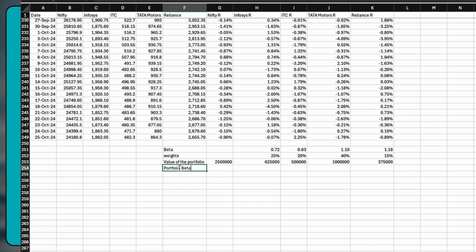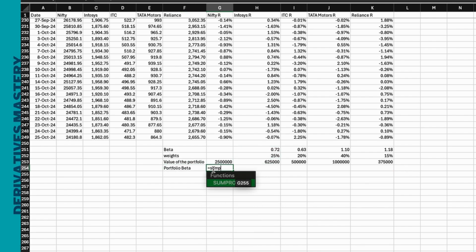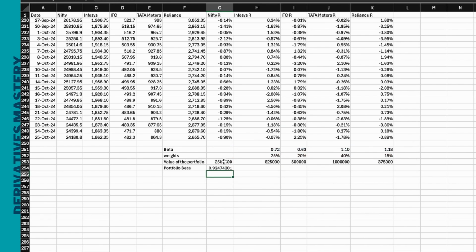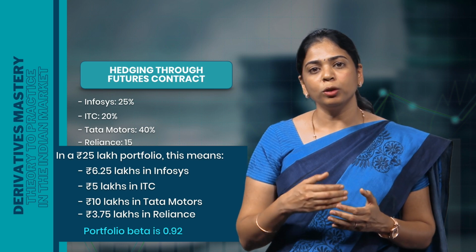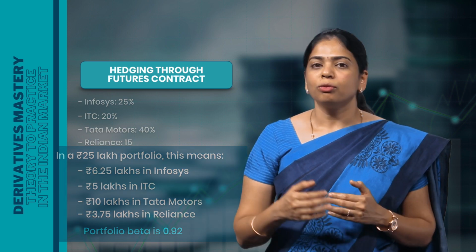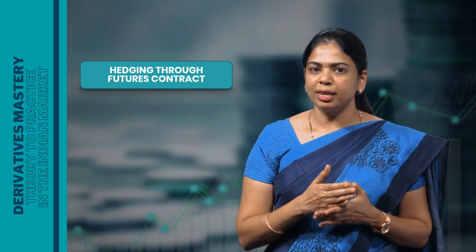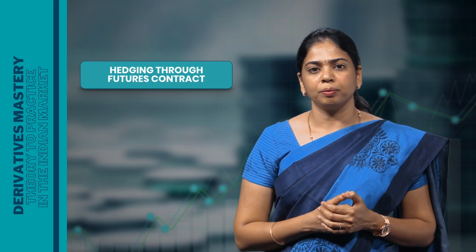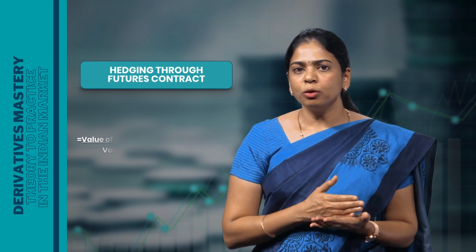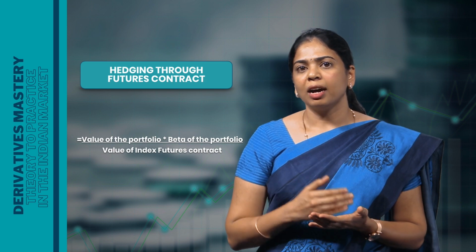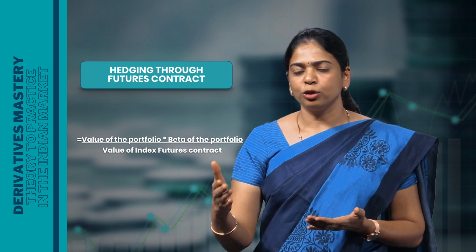So in this case, our portfolio beta is 0.92. This means that for every 1% change in the Nifty index, the portfolio would change by 0.92%. Finally, let us calculate the number of Nifty futures units to sell in order to have a perfect hedge. Here we use this formula: value of the portfolio multiplied by beta of the portfolio, divided by the value of the index Nifty futures contract.